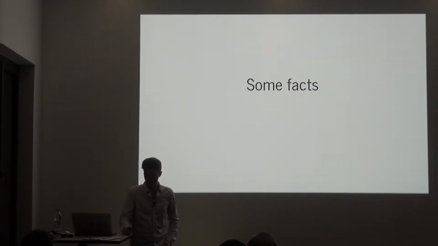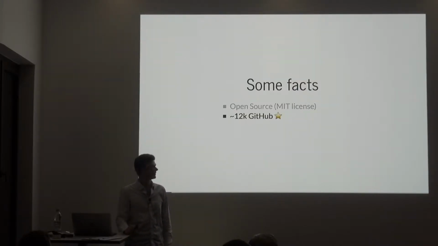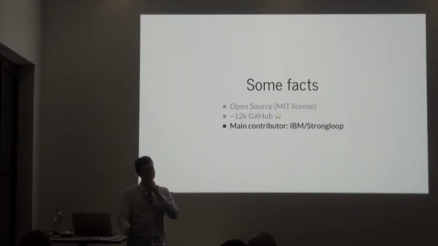Some facts about the project. Of course, it's open source and released under the MIT license, like a lot of things in the Node.js ecosystem. It also has about 12,000 GitHub stars, which is, of course, the most important metric ever. Also interesting is that the main contributor of the project is IBM, or let's say Strongloop, which is I think a sub-company of IBM. They also developed the Express.js framework, so they are kind of intertwined here.